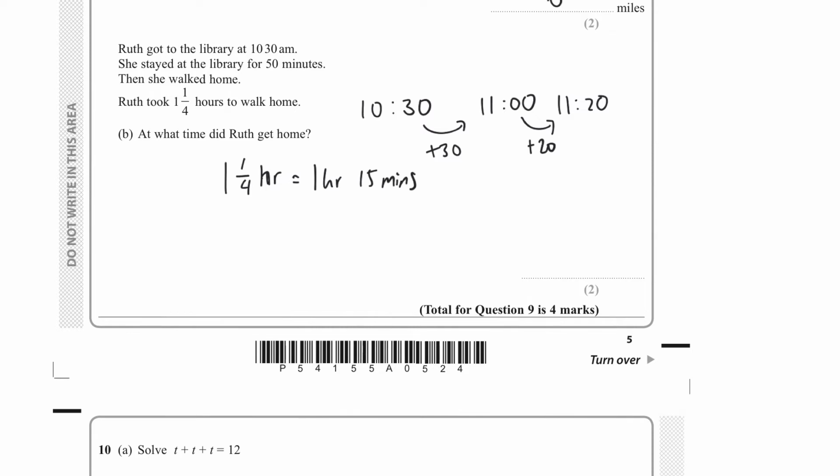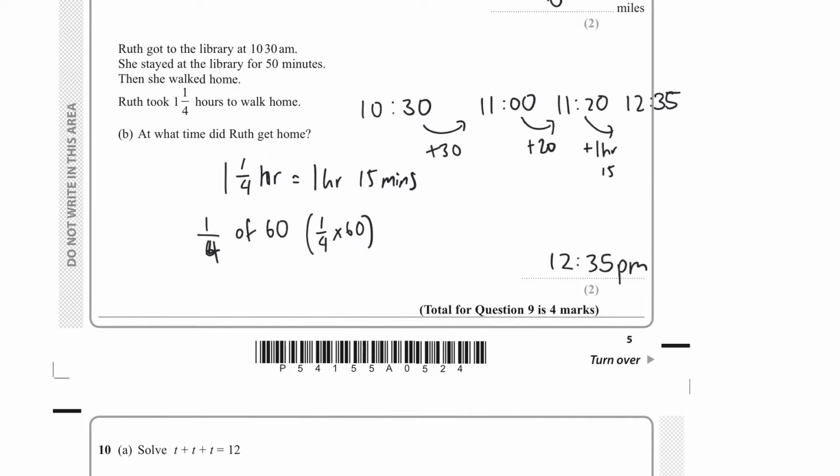In order to work out the minutes, you could work out a quarter of 60, a quarter times 60. So then we're going to add that 1 hour 15 minutes on. So plus 1 hour 15, you should get an answer of 12:35, which means she got home at 12:35 p.m. Because now it's afternoon time.